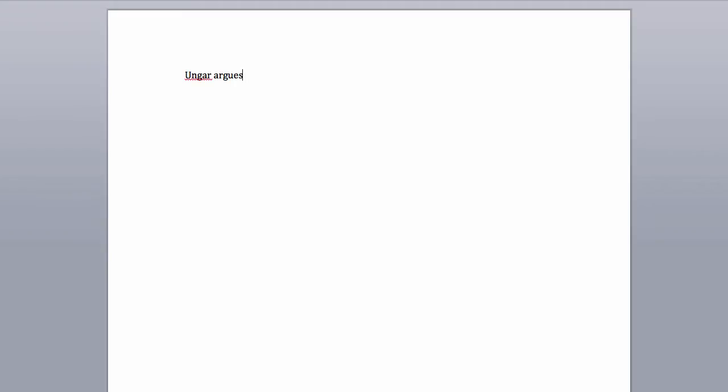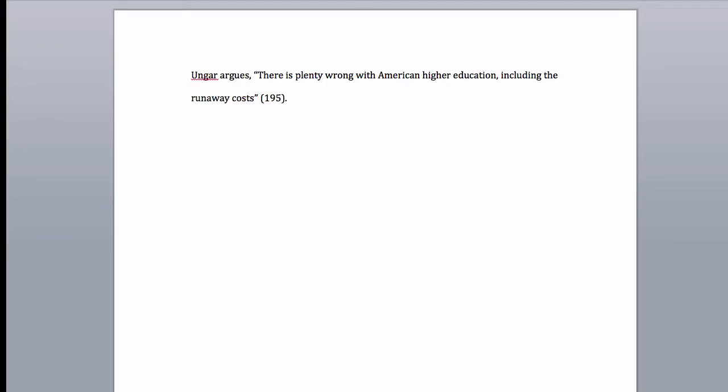Unger argues there is plenty wrong with American higher education, including the runaway cost. Notice I'm going to get rid of the period, put a quotation mark there, open parenthesis, insert the page number, and put the period there. Essentially, this is your simple parenthetical citation, and that's it.